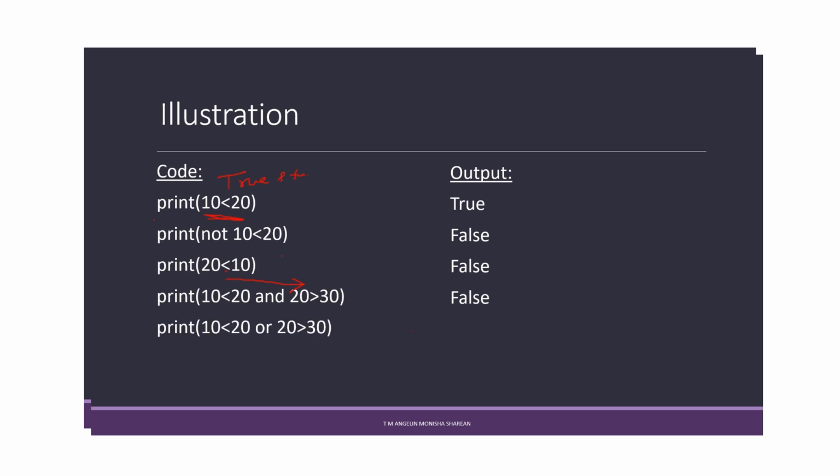Here again we have two conditional expressions. 10 is less than 20, it's true. And 20 is greater than 30, it's false. We are having the logical OR operator here, this or that. So according to the logical OR, the answer will be true.